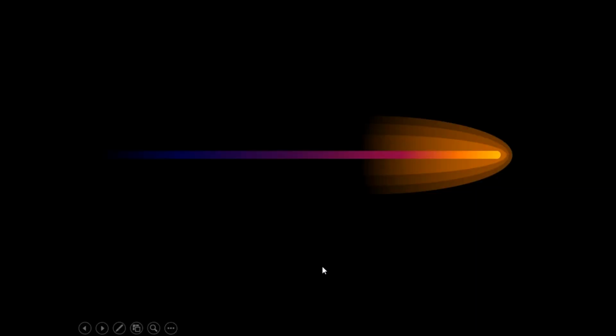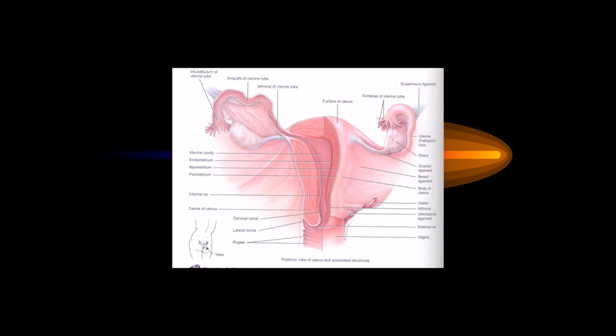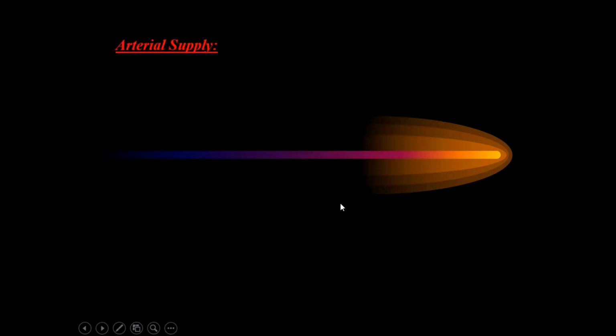So this is the next layer, that is the thick endometrium. Then outside we have the perimetrium, which is the peritoneal layer.